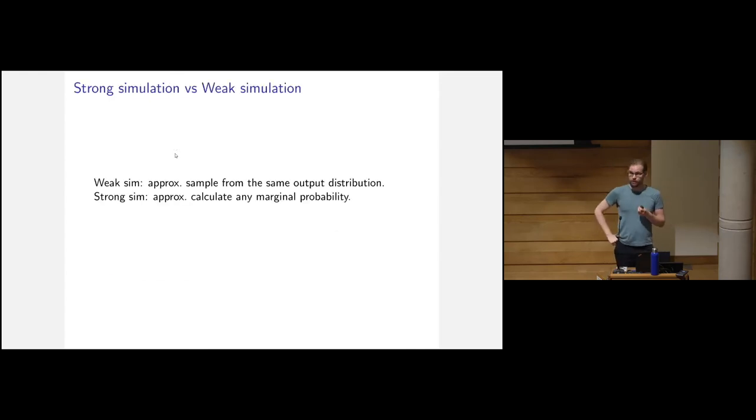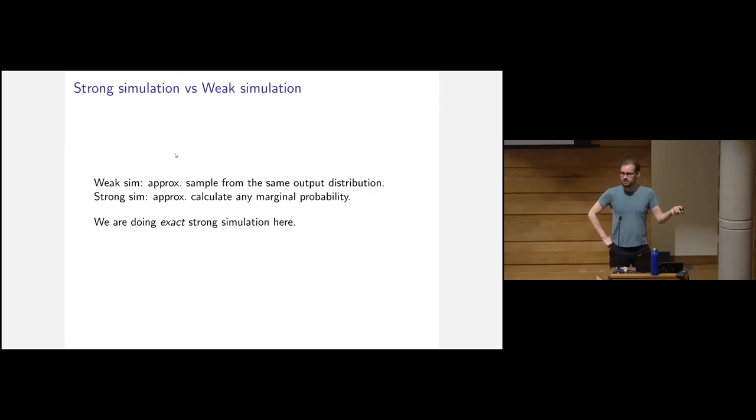OK, so just a short note. There's two types of simulation for quantum circuits. It's probably more, but there's two that I care about. There's weak simulation, which means I want you to approximately sample from the output distribution of your quantum circuit. So the outputs I get are bit strings that follow a certain measurement distribution. And there is strong simulation, which means give me the actual probability of observing a certain outcome, or a certain marginal probability. And as the names imply, strong simulation allows you to do weak simulation.